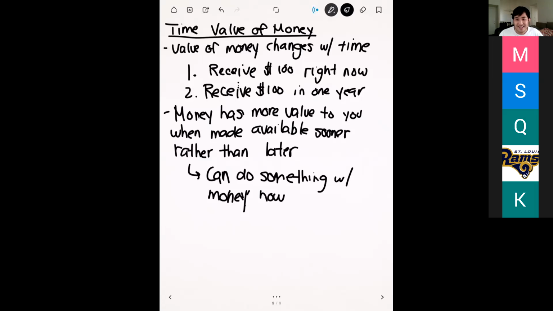I'm reading through the comments. Yeah, another good point is inflation too, but inflation we'll cover later in the semester. Inflation is its own thing, but that's also a great point.